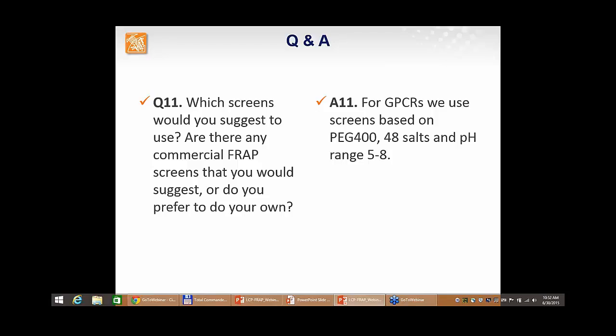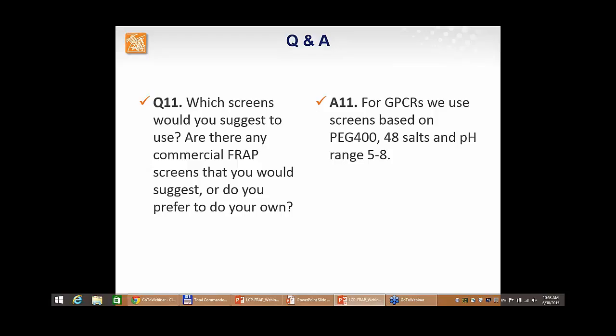However, many of these screens, especially those that are not designed for lipidic cubic phase crystallization, can flip lipidic cubic phase, transform it into another phase, and you need to make sure to look at the images and identify such cases, and do not use results from these conditions.